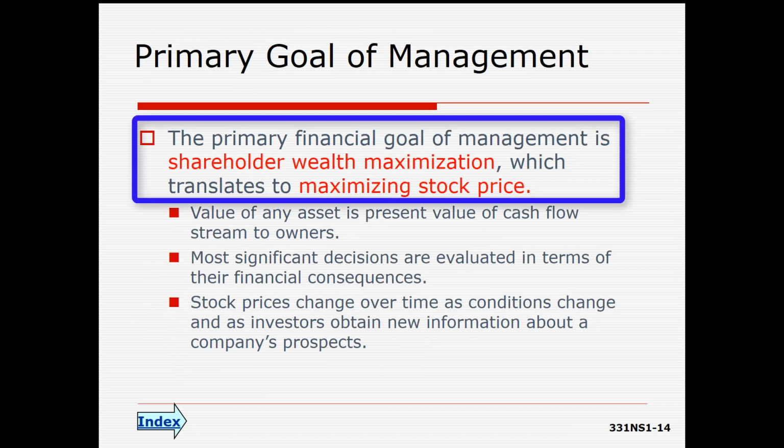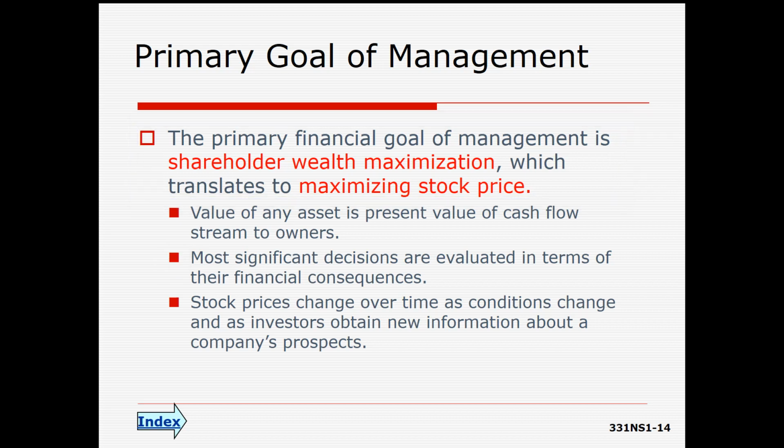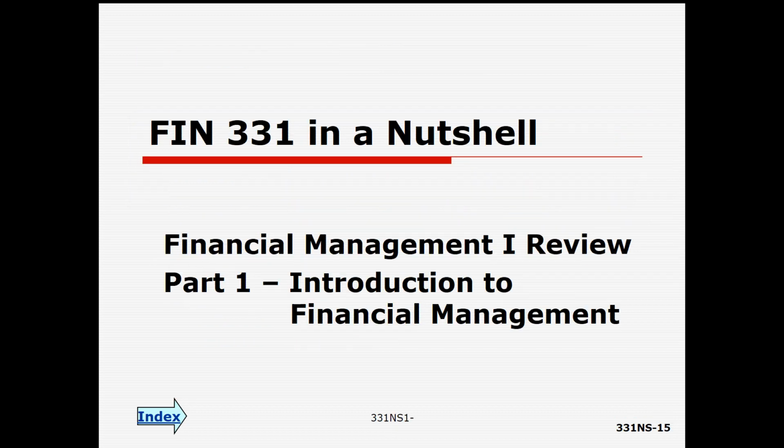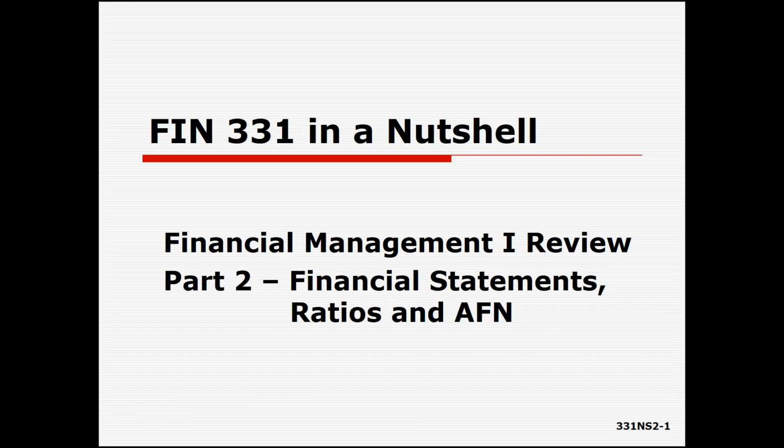Bottom line, the primary goal of corporate management should be to maximize shareholder wealth, which means maximize the stock price. All management decisions should be approached in terms of how they'll affect the value of the firm and thus the stock price. This ends our first part of 331 in a nutshell.